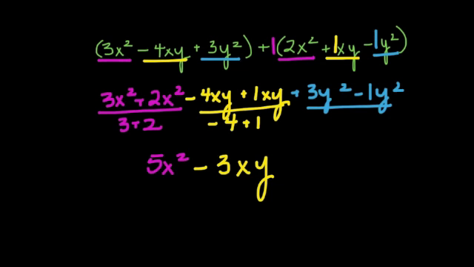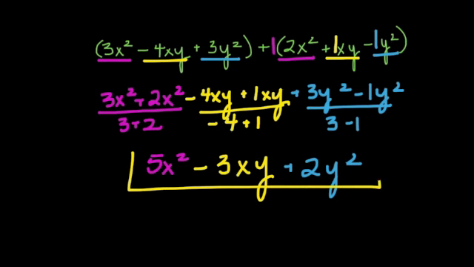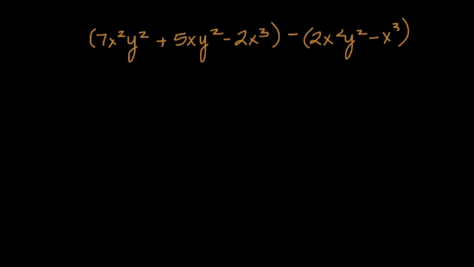And then finally, in the last one, we have 3y squared minus 1y squared. That's again, just looking at our terms, 3 minus 1, which is going to give me 2y squared. So the final answer here would be this, 5x squared minus 3xy plus 2y squared. It doesn't really matter the order of it as long as my terms are simplified and expressed as simple as I can get. All right, let's try one last one for an example.